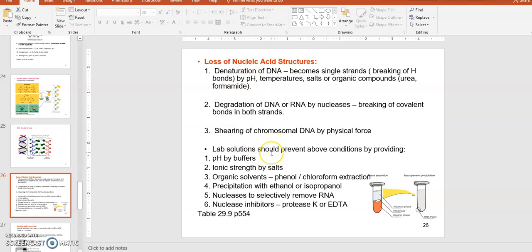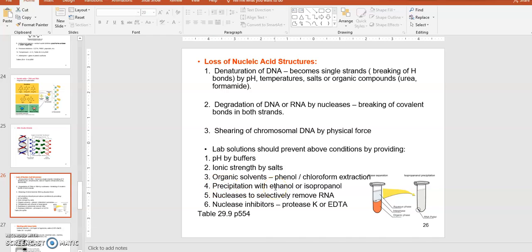So there are solutions that will prevent the degradation or denaturation of DNA, RNA. Of course, by adding buffer, you can keep the pH constant. Ionic strength, again, you need to keep some salt in your solution. Organic solvent will remove any protein-based enzymes that can chew up your DNA, RNA. Nuclease enzymes will be inactivated by those.